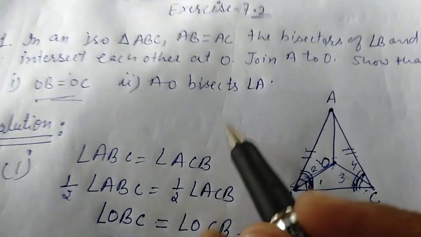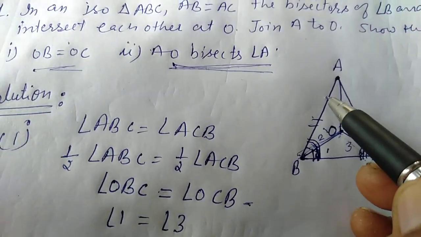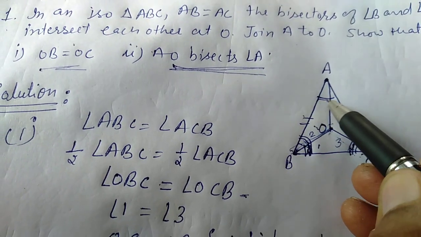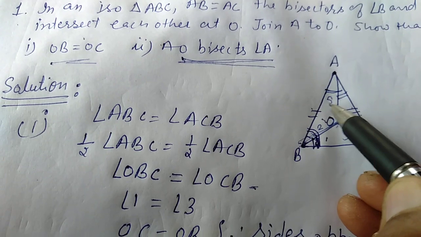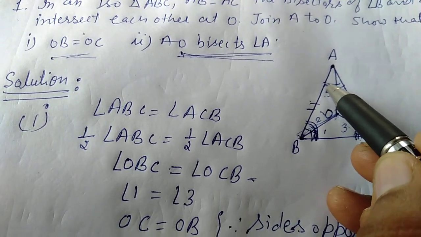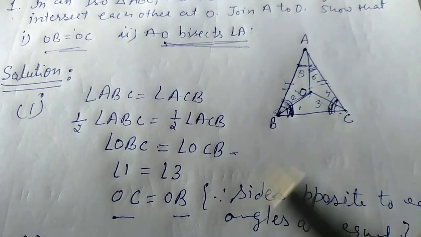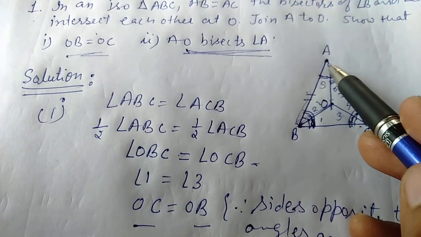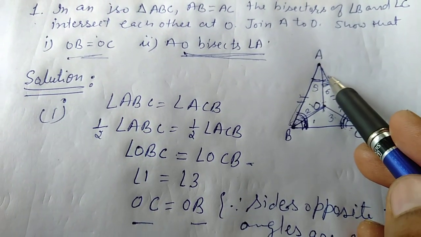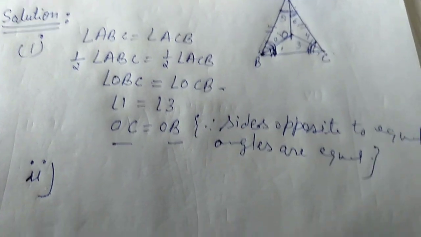Now come to the second part. In the second part you have to show that AO bisects angle A. Means ultimately you are going to show that this angle is equal to this angle, right? 1, 2, 3, 4 we have written. I am writing 5 and 6 for you. So you have to show that angle 5 is equal to angle 6. So how can we show that? If we show this triangle AOB and this triangle AOC are congruent, then by simplicity we can write 5 and 6 are equal. So let us see.